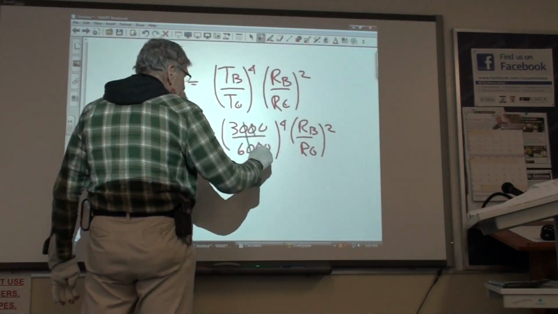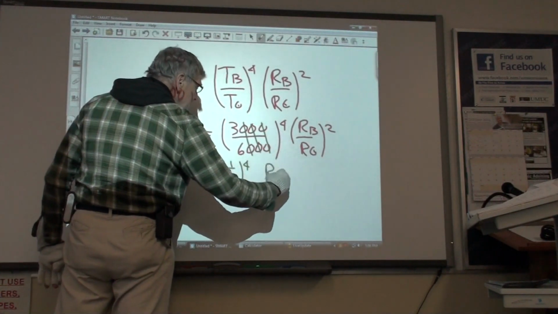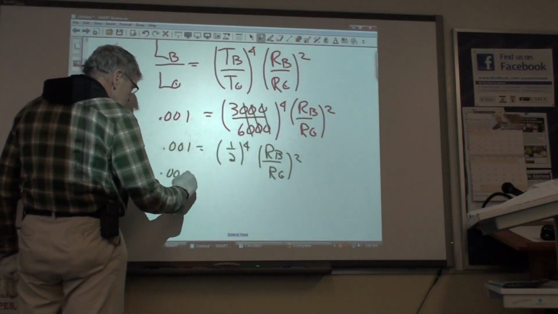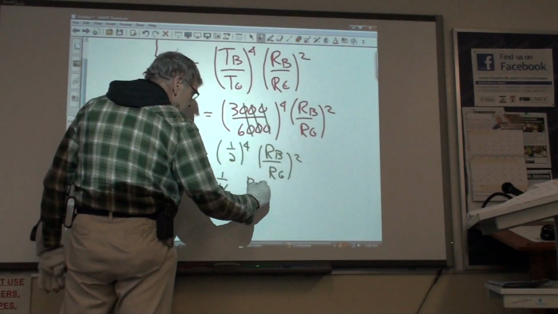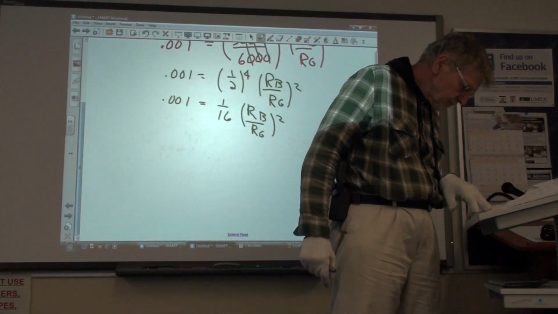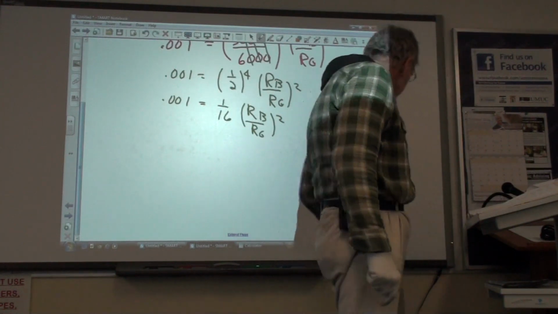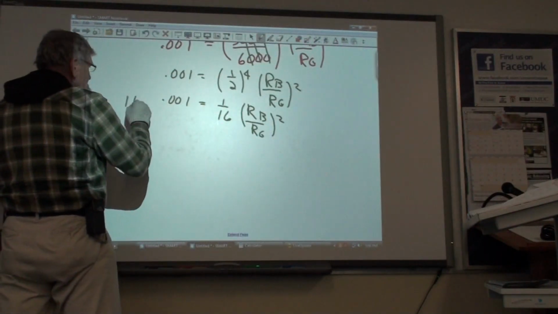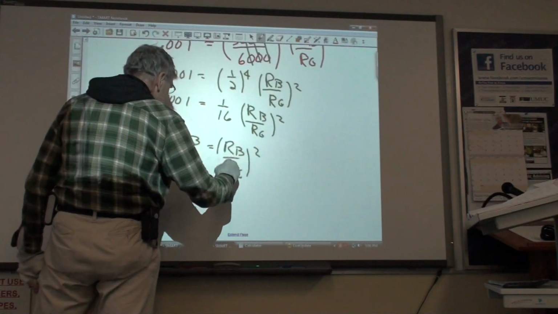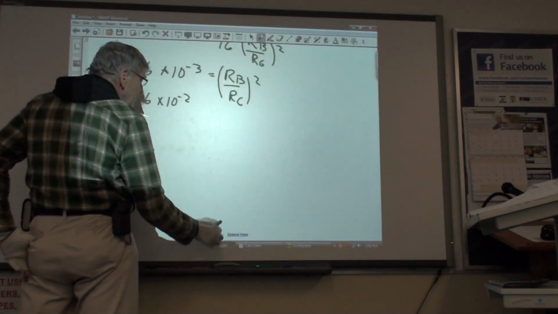So we have our usual cancellation of the zeros. And so 0.001 equals 1/2 to the 4th power times what we're looking for. And 1/2 to the 4th power is 1/16. So 0.001 equals 1/16 times what we're looking for. So we're going to multiply both sides by 16, and we get 16 times 10 to the minus 3 equals what we're looking for. And we're going to change this to a 1.6 times 10 to the minus 2 equals what we're looking for.